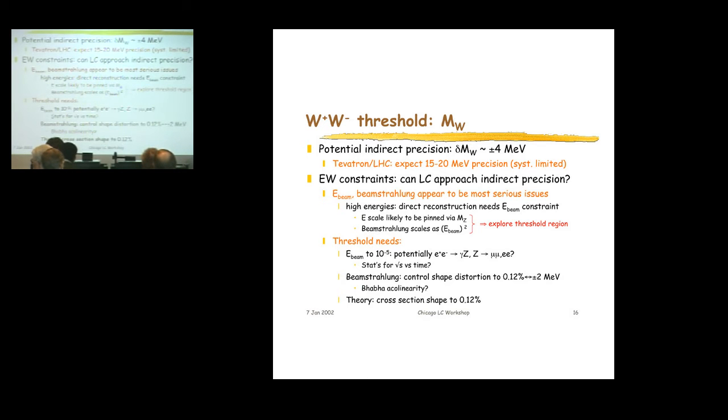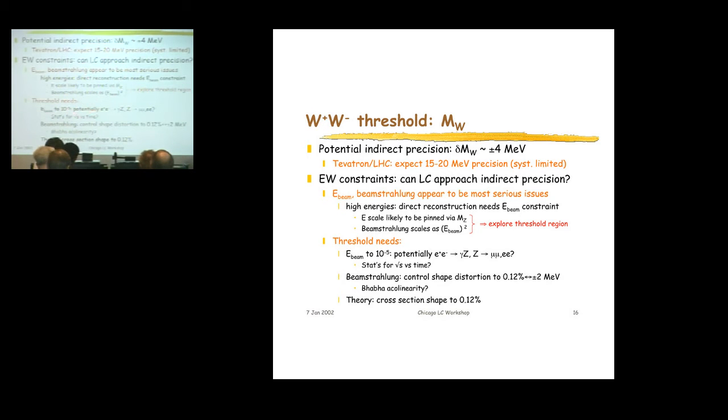And given that you're going to be scaling up from the Z mass, most likely, and also given the scaling of the beamstrahlung, it may turn out to be much more desirable to look at the threshold region to get a precise W mass. But even at the threshold, it turns out that the E-beam and the beamstrahlung control you need are a big challenge. Again, you need the beam energy to about 10 to the minus 5.